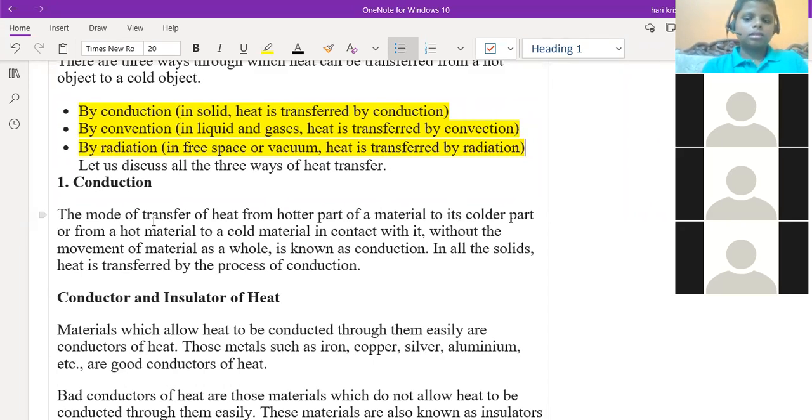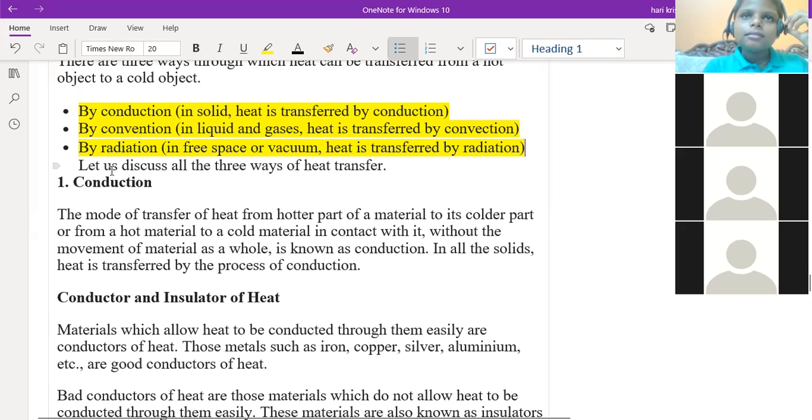If you take an iron rod, and if you heat one end of the iron rod, automatically heat will transfer to the other end of the iron rod, right? Yes, sir. By which method is it happening? Sir, conduction. Conduction, right? So the mode of heat transfer from the hotter part of the material to the colder part of the material when it is in contact, without the movement of the material, is called conduction.